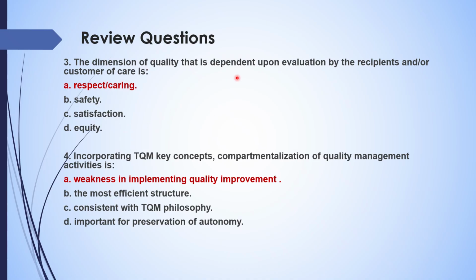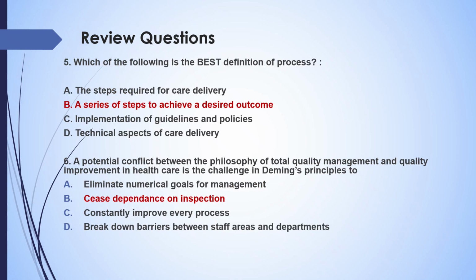The dimension of quality that depends upon the evaluation by the recipient or the customer or the patient is respect or caring. Incorporating total quality management key concepts, compartmentalization is a weakness. Compartmentalization or departmentalization is a weakness in implementing quality improvement. Which of the following is the best definition of process? Process is the series of steps to achieve a desired outcome.